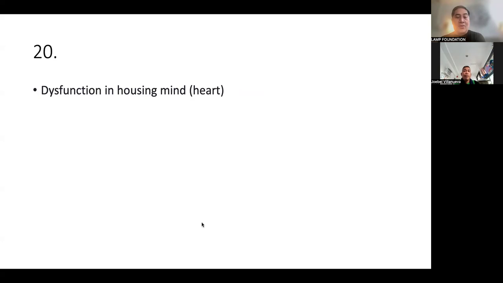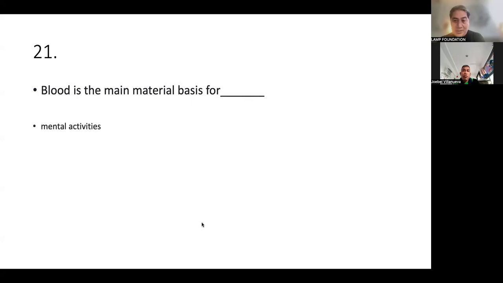Okay. What are the symptoms that will characterize dysfunction in housing the mind of the heart? There's insomnia, dream-disturbed sleep, or unconsciousness. Blood is the main material basis for mental activities. So if one loses his sanity, blame it on the blood.